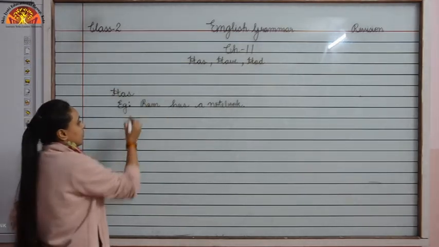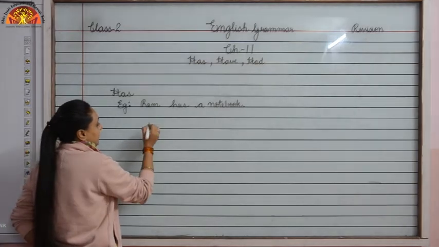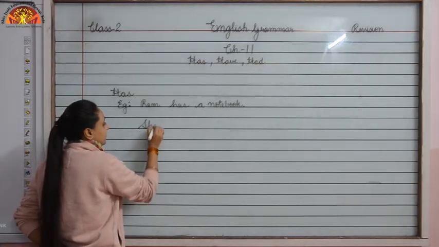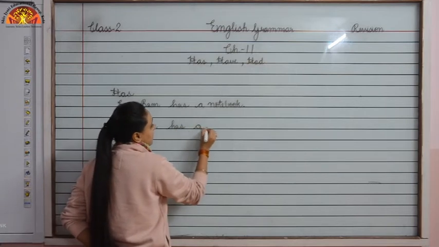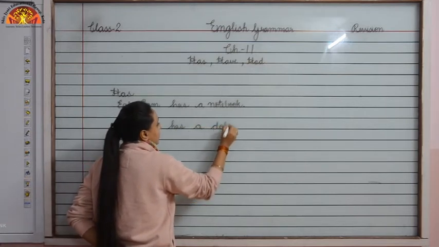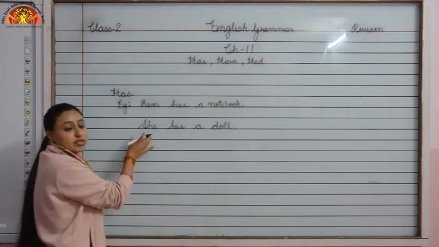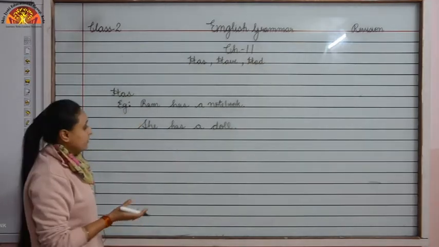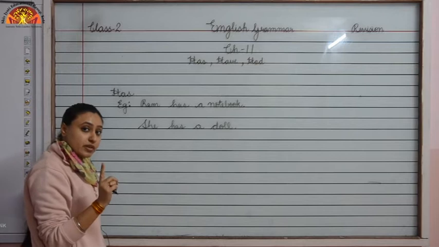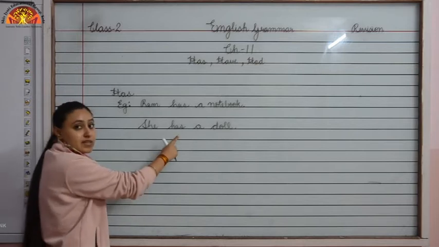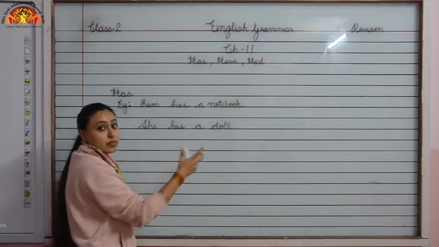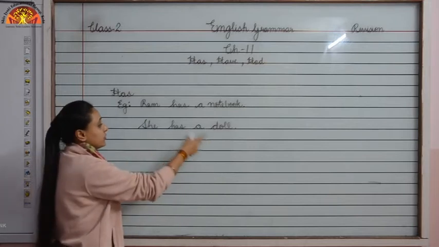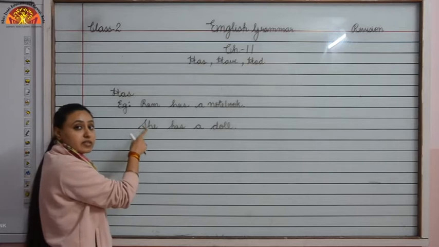Okay, one more example. She has a doll. So children, we use pronoun she for girl. Okay, and here we are talking about one girl, so we used has with she. She has a doll. So here doll is showing belongingness to whom? Doll is showing belongingness to this girl.